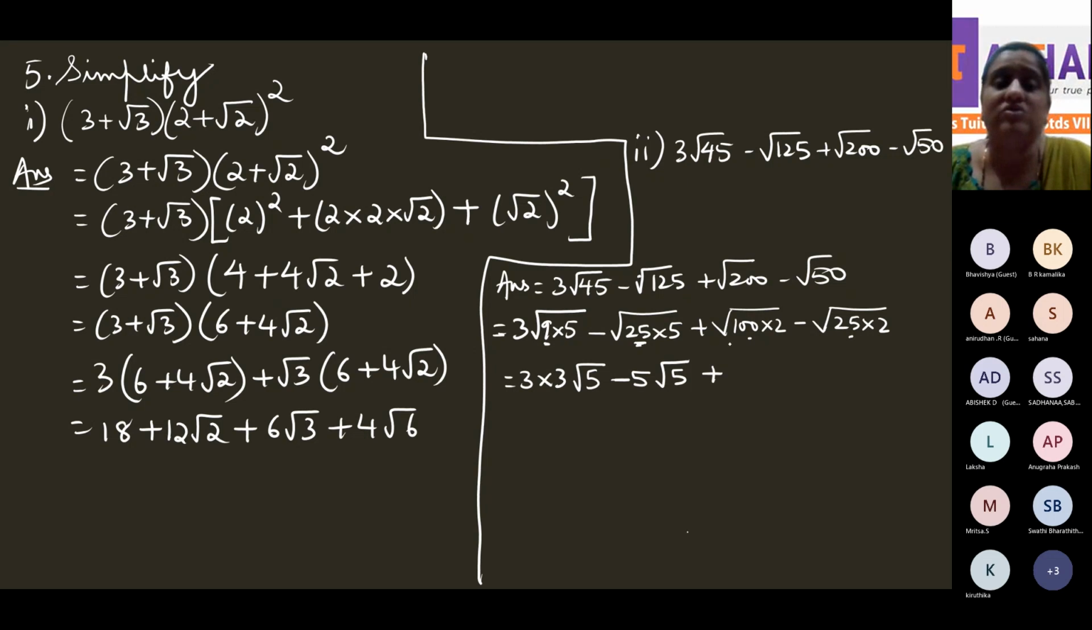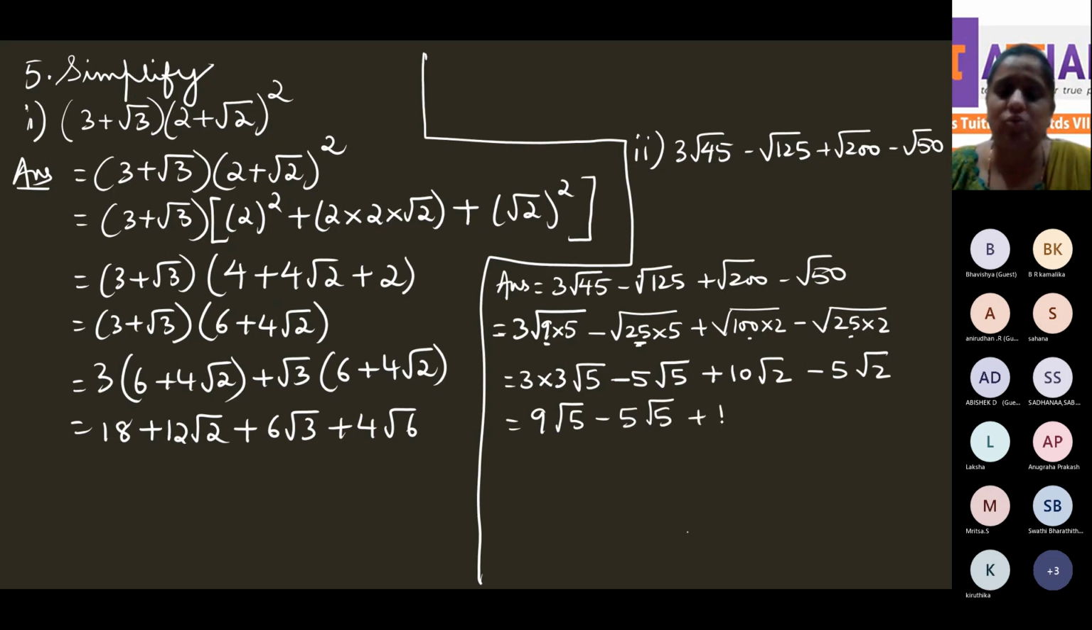Now, square root of 100 is 10. Comes out of the square root as 10. 2 remains under the square root. Minus 25 is 5 out. 2 remains under the square root. Now the next step, 3 3s are 9. So 9 root 5 minus 5 root 5 plus 10 root 2 minus 5 root 2.